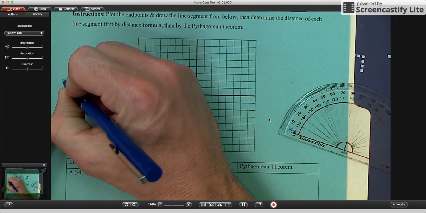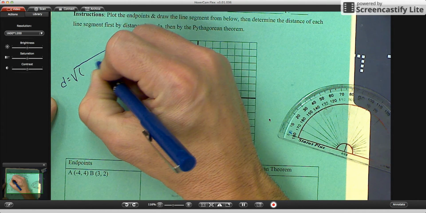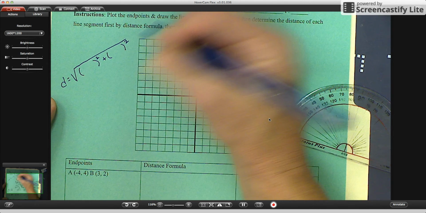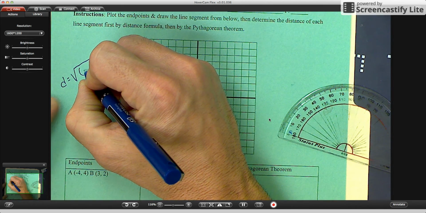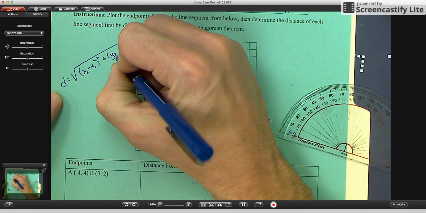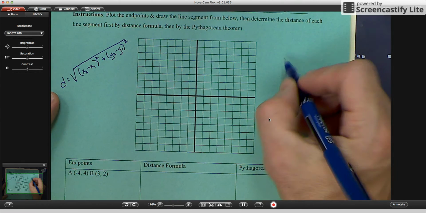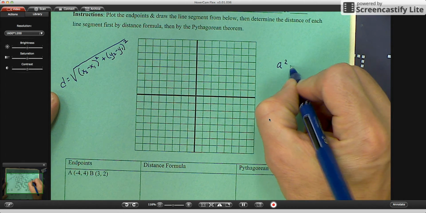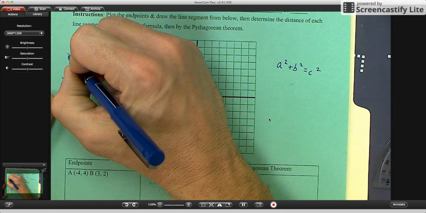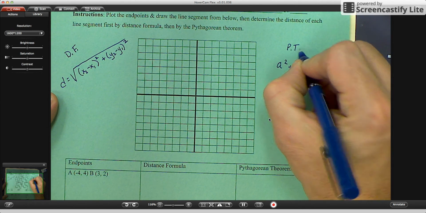So the distance formula is d is equal to a really long square root. We have two sets of parentheses that we're going to square, we're going to add, and then another set of parentheses that we're going to square. The distance formula is x sub 2 minus x sub 1, and then y sub 2 minus y sub 1. And that's your distance formula. And then the Pythagorean theorem over here would be a squared plus b squared equals c squared. And I'll put a little DF for distance formula, PT for Pythagorean theorem.